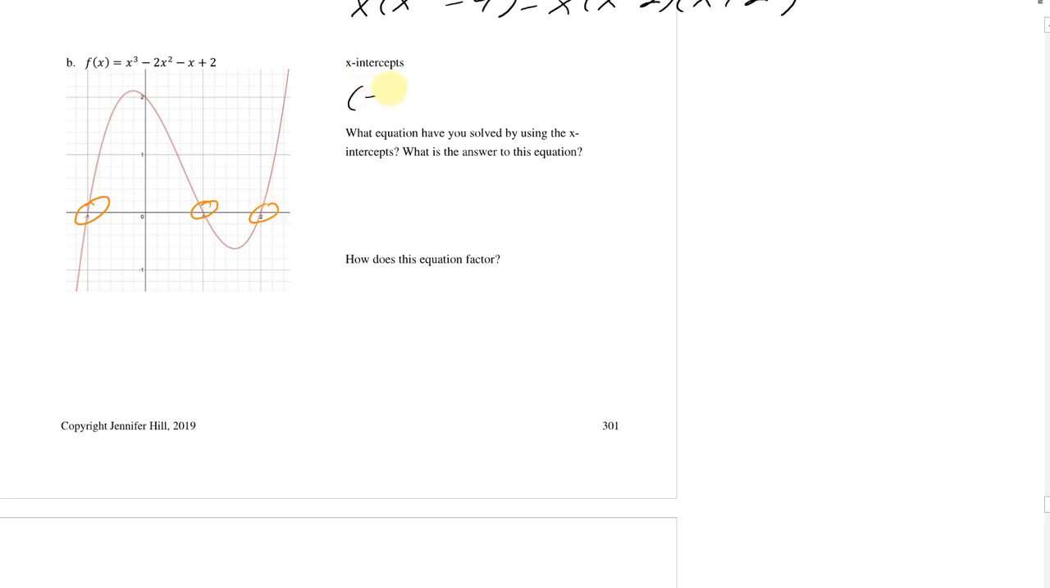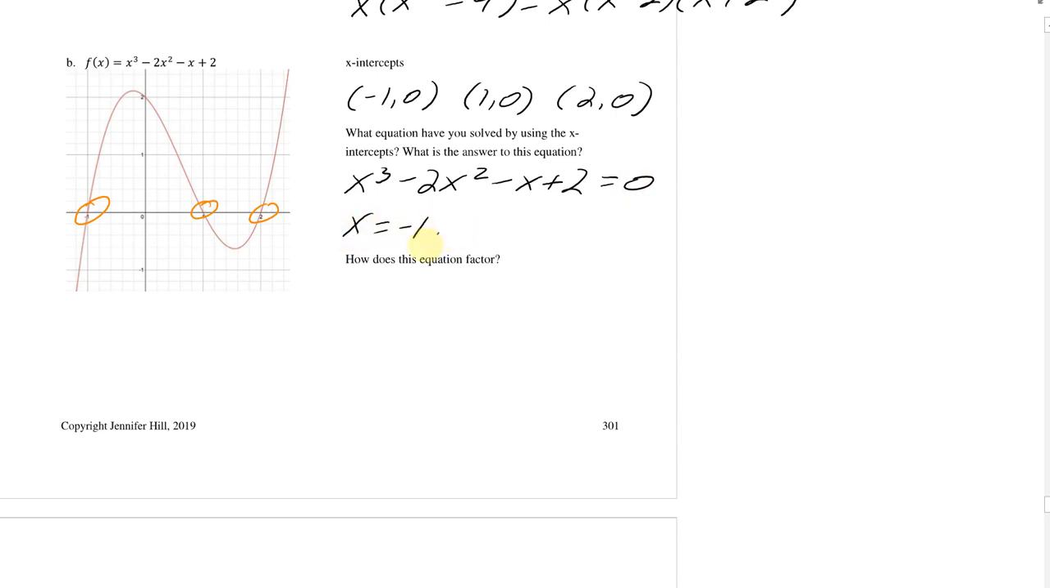Okay, so for this last one, here are my x-intercepts. So my x-intercepts now are -1, 0, 1, 0, and 2, 0. So now I can say I've solved x cubed minus 2x squared minus x plus 2, if I set that equal to 0. And my solutions are negative 1, 1, and 2.